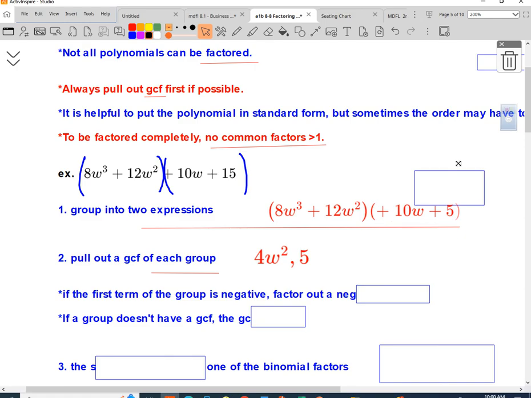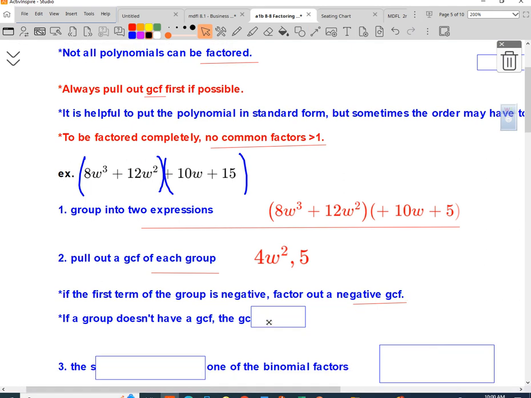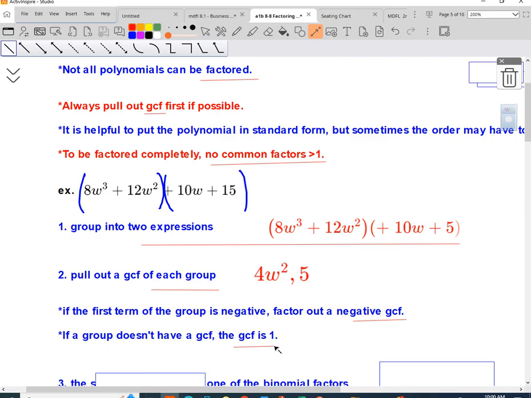5, that's right. So if the first term is negative, we factor out a negative greatest common factor. We don't have that in this example. We will have an example. I'll show you that. If the group doesn't have a greatest common factor, the greatest common factor is 1. We will have one like that. I'll show you.